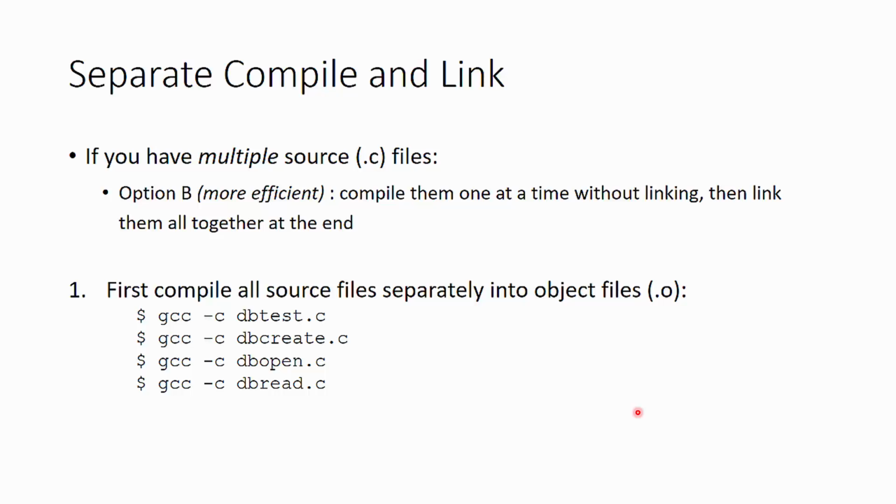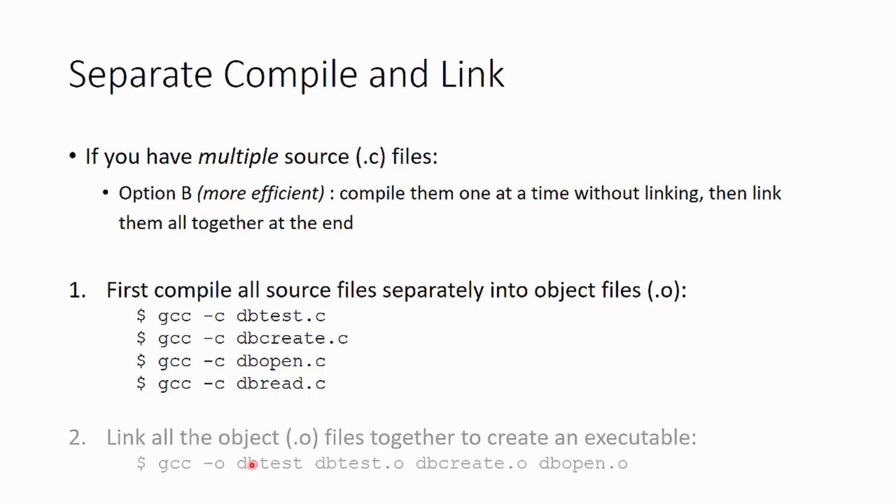So this is really only important if you have a truly enormous program that we're taking care of. Otherwise, there's no reason to split this up. So first, we're going to compile all the source files separately into object files if we want to try this option B. So here's the -c option only, which compiles without linking. And then we will link all of the object files, the .o files that are created, together to create the executable. And that we can do with the same kind of command we had before, except instead of specifying the .c files, here we're adding the .o files. And again, we're specifying dbtest as the name.